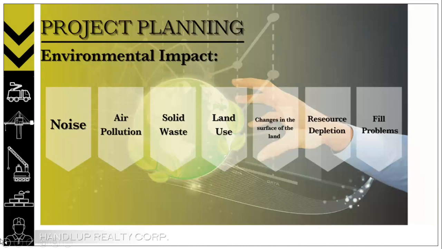The fourth will be the land use. It is because of the need to use the land for the construction of the project. The fifth environmental impact will be the changes in the land surface. That is mainly because of clearing of vegetation and excavating. The sixth will be the resource depletion, that is due to the extraction of resources for the materials to be used for construction, and lastly, fill problems due to the waste generation and disposal.